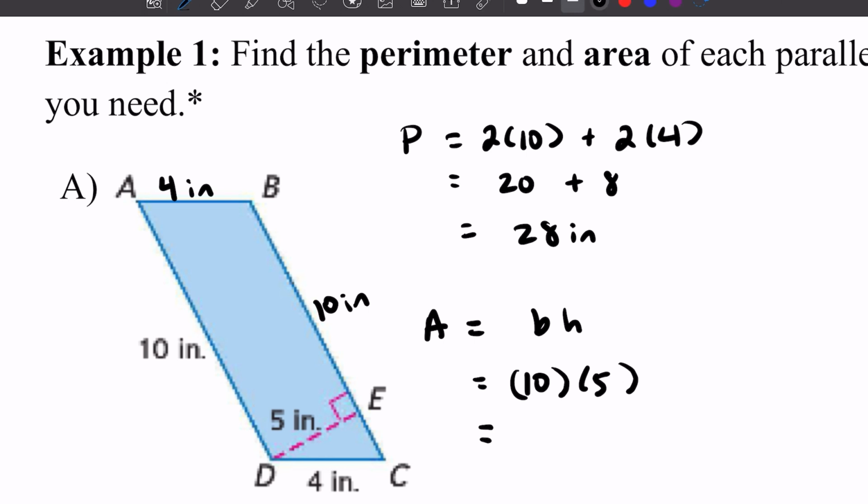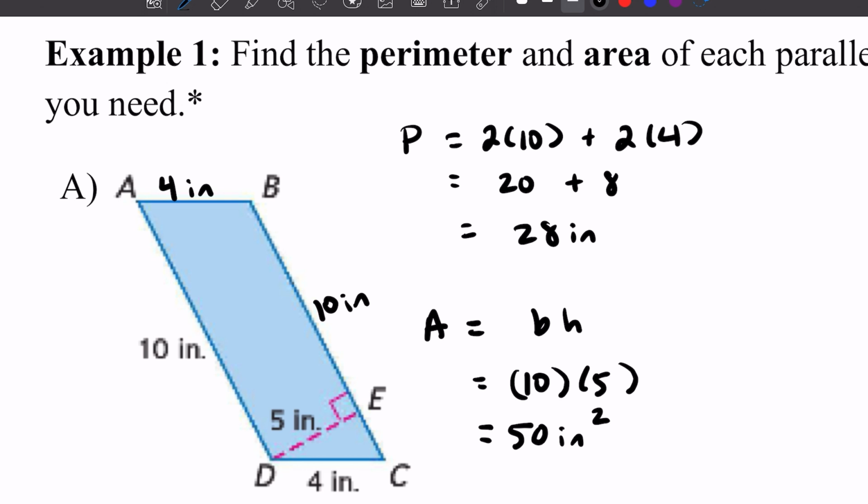So we have 50 what still? 50 what? Inches. If it's area, we need to do what? What do we do, Sydney? Square it. 50 inches squared.